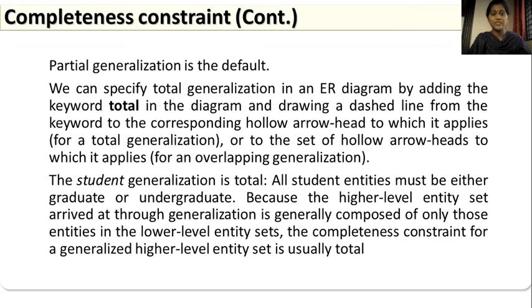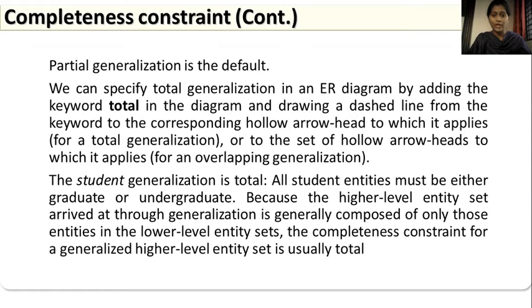We can specify total generalization in an ER diagram by adding the keyword total in the diagram and drawing a dashed line from the keyword to the corresponding hollow arrowhead to which it applies for a total generalization, or to the set of hollow arrowheads to which it applies for overlapping generalization.